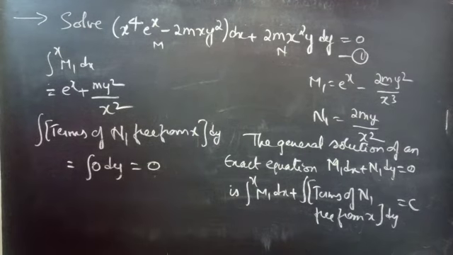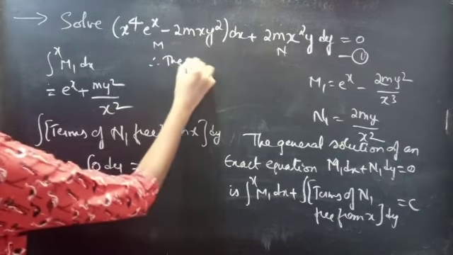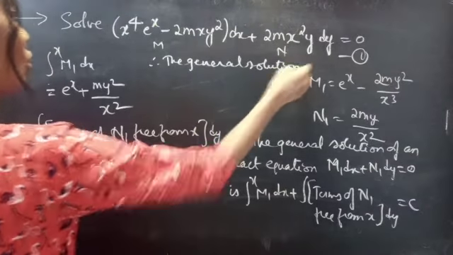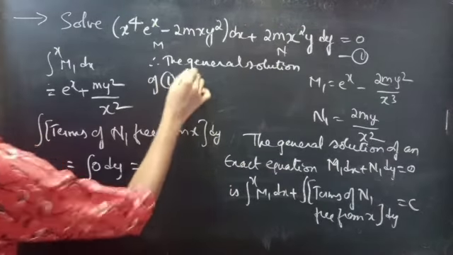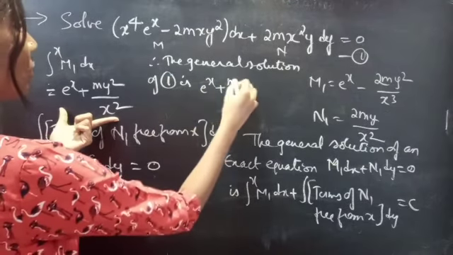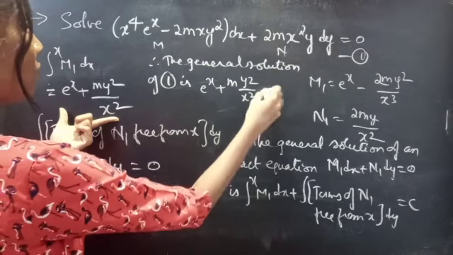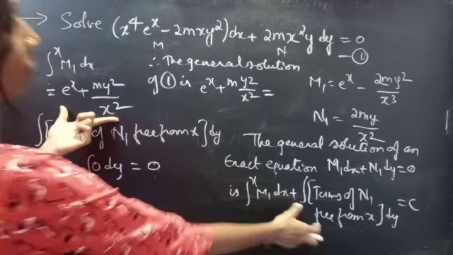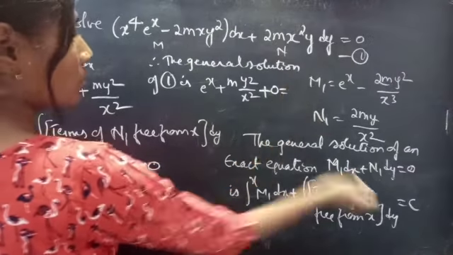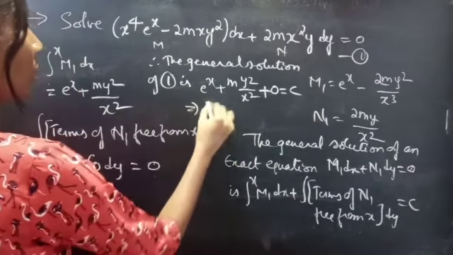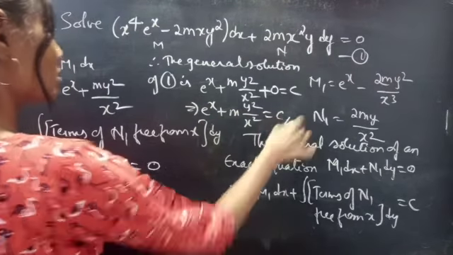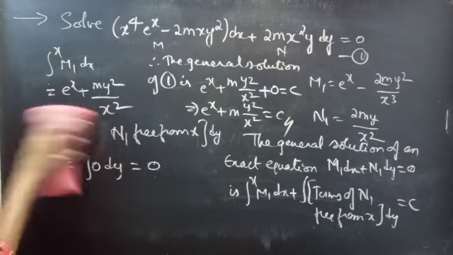Now, coming to the general solution of the given equation. Therefore, the general solution of 1 is, the result obtained from the first integral, e power x plus my square by x square, plus the result obtained from the second integral, which is 0, right? Plus 0 equals c. Then e power x plus m into y square by x square equals c is the required general solution.